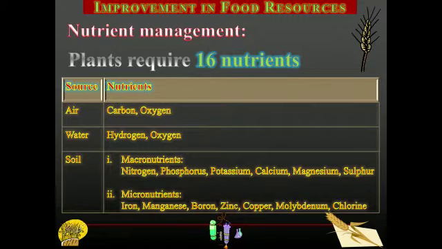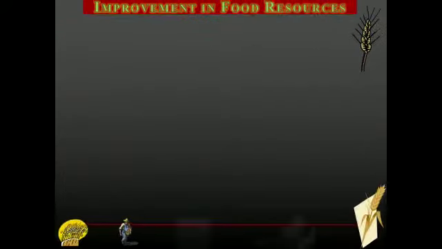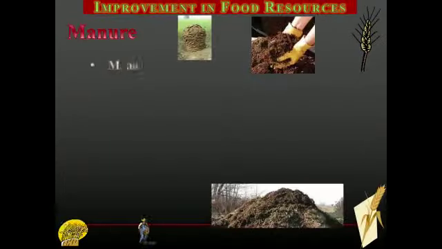Now we know what are nutrients and plants get them from soil, but there will be a time when soil also gets exhausted. So how does soil acquire these nutrients? These nutrients are acquired by soil with the help of manure and fertilizer.